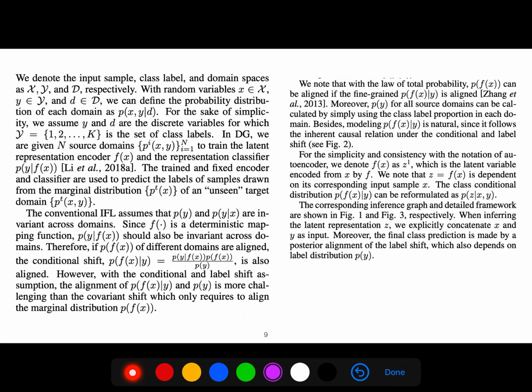So the conventional IFR assumes that P of y and P of y conditional on X are invariant across domains. Since f is a deterministic function, it should also be invariant across domains. Therefore, P of X of different domains are aligned. The conditional shift is also aligned.